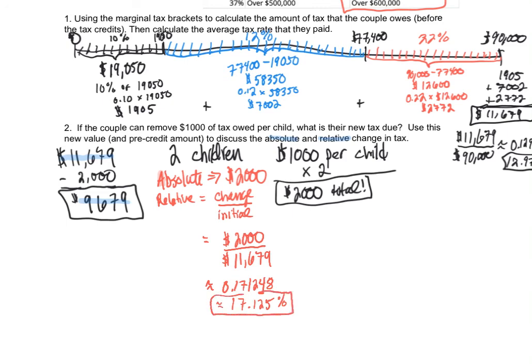Rounding is something that you can take into consideration, what you think might be most appropriate, or follow the rounding guidelines that are provided for you on the homework problems or on a quiz problem. But what we have is that this couple was able to reduce their amount due by $2,000. That's the absolute change. And the relative change, this was a reduction of about 17.125%. So this reduced what they owed in taxes by 17.125%.